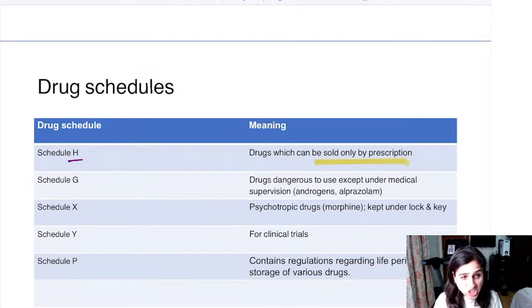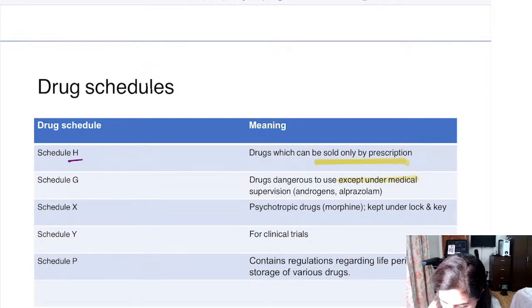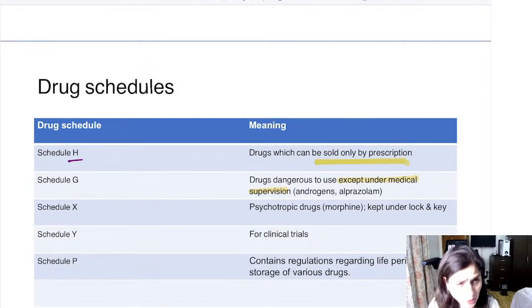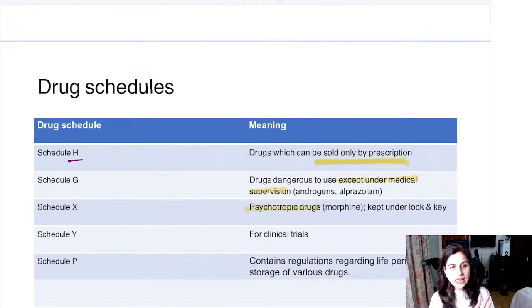Then schedule G. Schedule G का मतलब क्या होता है? Schedule G means that they have to be used only under medical supervision. The difference in H and G is only prescription, पर उसमें supervision is not necessary. G has to be under medical supervision. Schedule X. These are actually the drugs you need a license, so they cannot be stored even with any medical, the chemist or the drugstore.